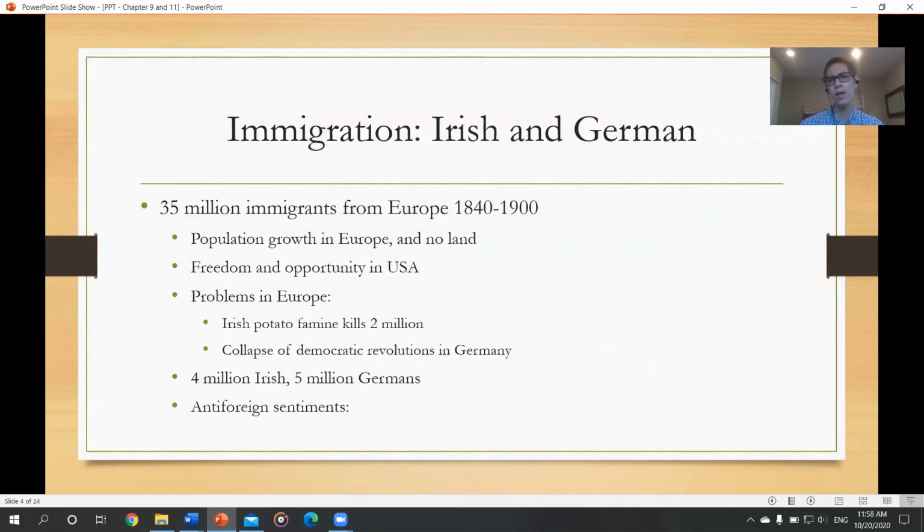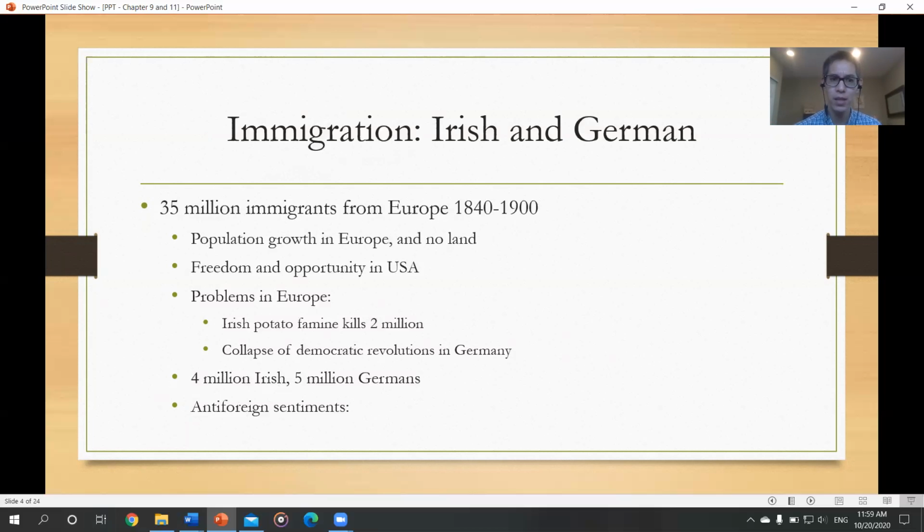But for now, focusing on the immigrants who are coming, and they're mostly Irish and German. It says 35 million immigrants came from Europe between 1840 and 1900. Out of those 35 million, 4 million of them were Irish, 5 million of them were German. They were coming for a lot of reasons. There were a lot of things pushing them out of Europe, partially population growth in Europe. Europe can't get any more land, and so lots of people didn't have access to land as the population increased.